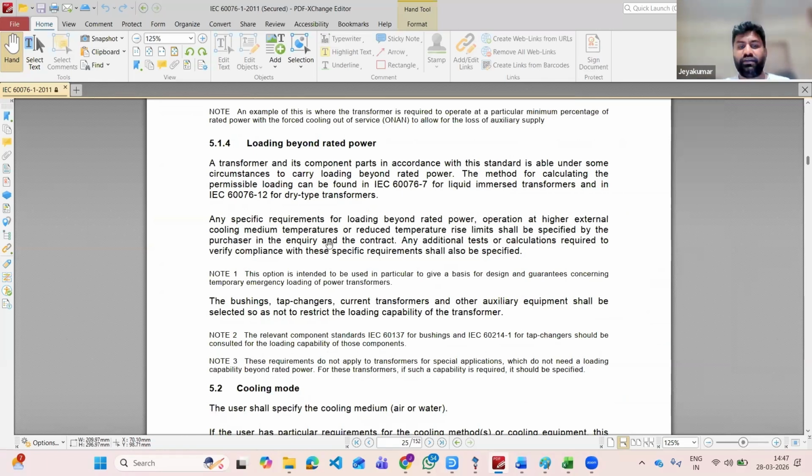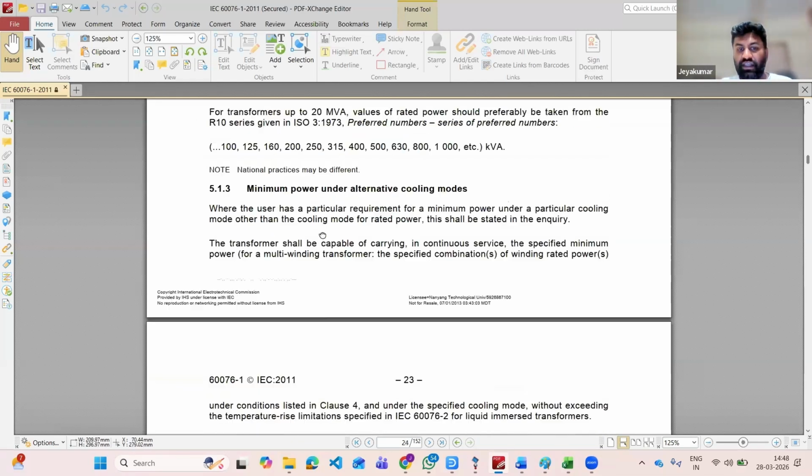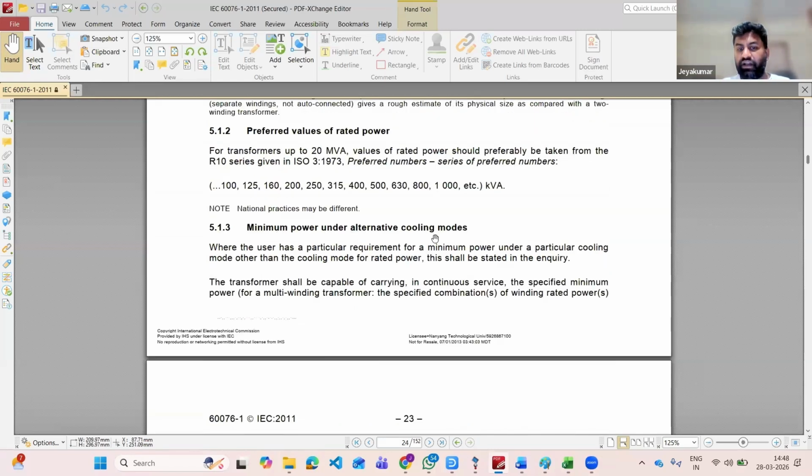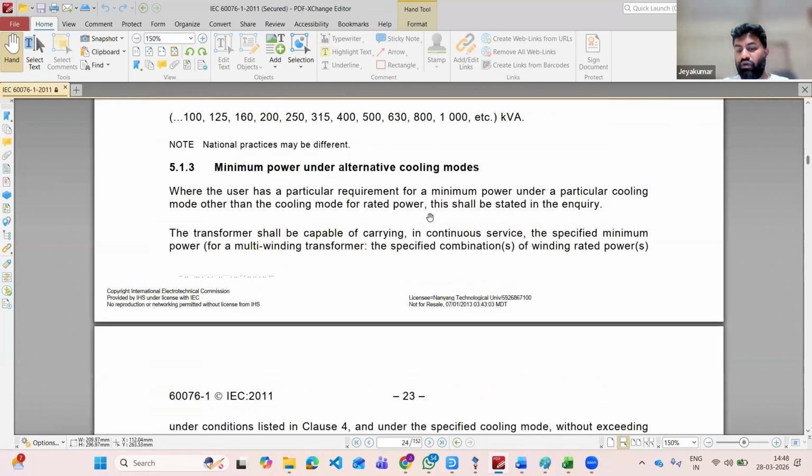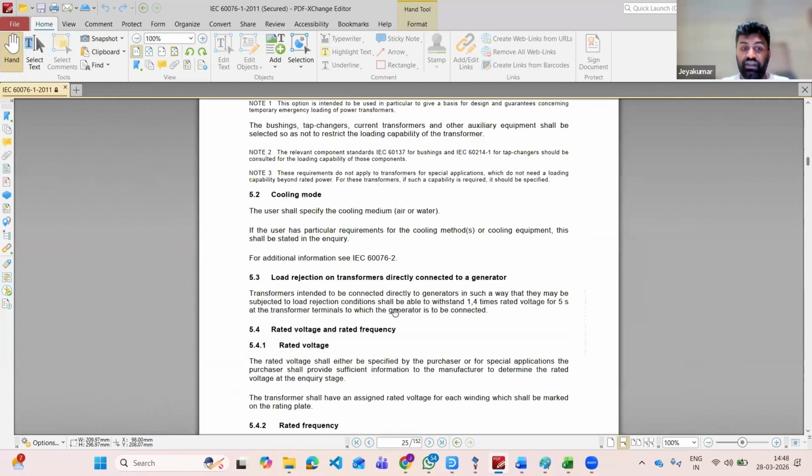But what happens when the loading of the transformer goes beyond the nameplate rating? There is some criteria that it may withstand, but you cannot do it for the entire time. Continuously you cannot do that. That's what it says. Then the minimum power under alternative cooling modes, we'll talk about that. So these are the important factors that you need to think about.